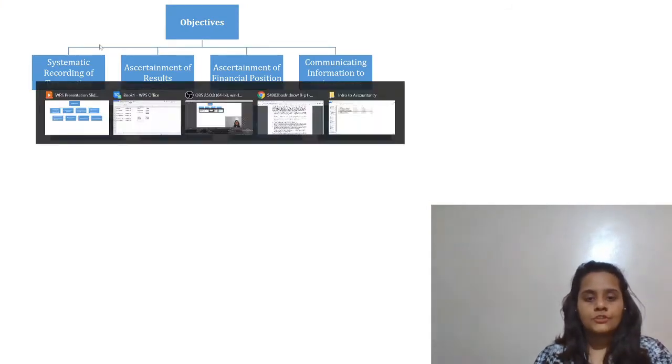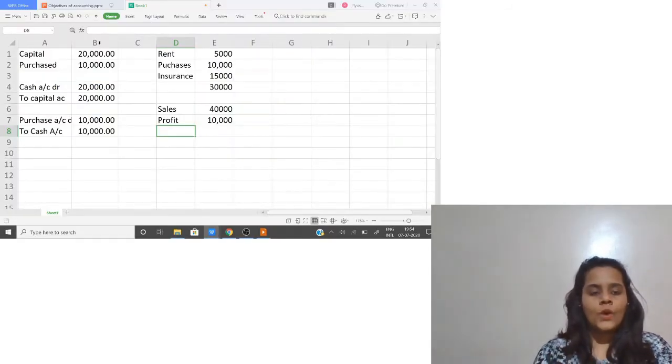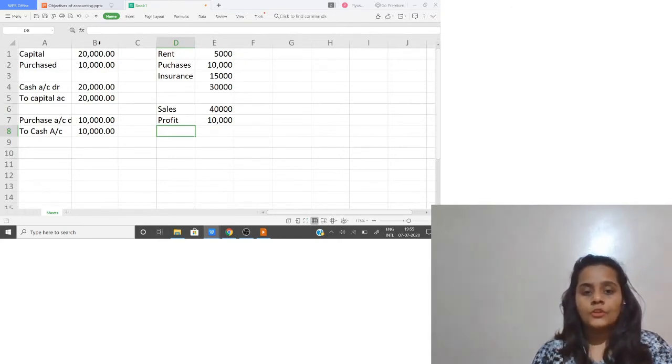This is a function of accounting. Once we have recorded all the transactions, then for a particular accounting period, we derive what was the profit or the loss of the business. As we have studied before, if the expenses are more than revenue, then we have a loss, and if the revenue is more than the expenses, we have a profit.